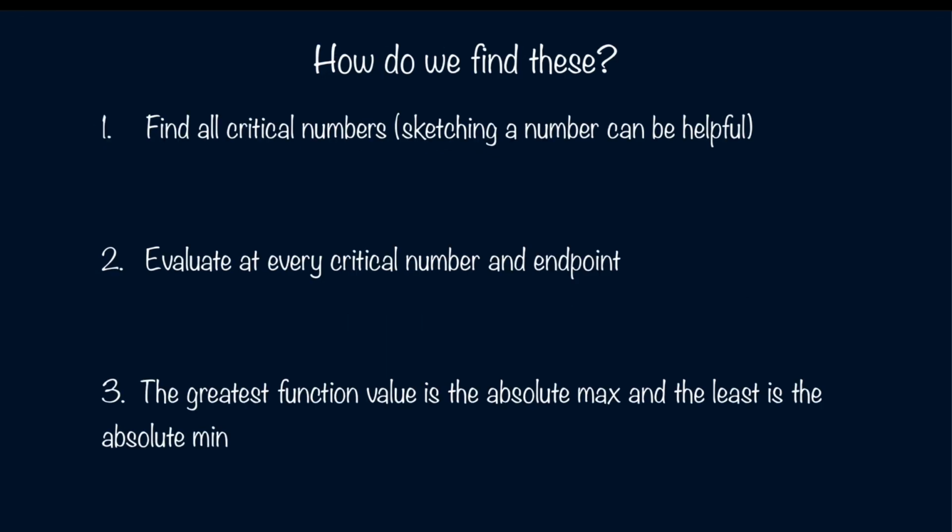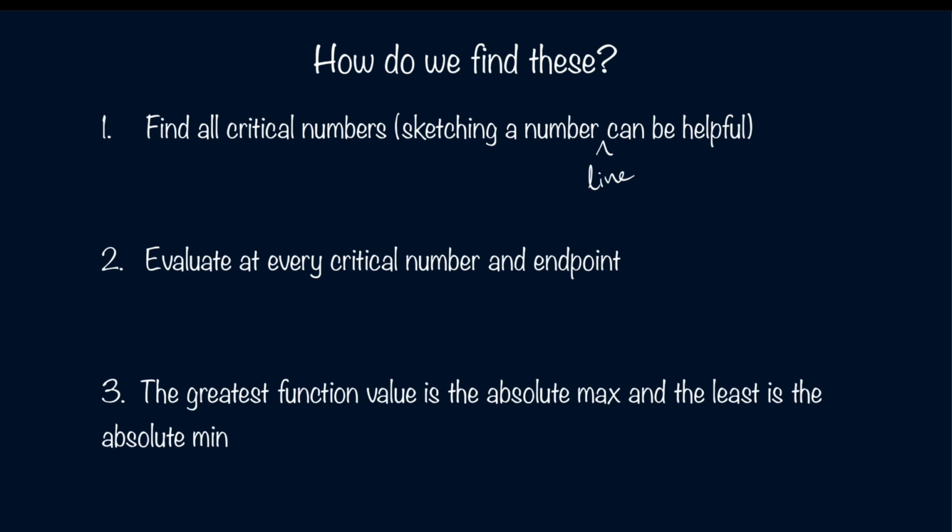So how do we find these? Did somebody say another 3-step process? Because that's how we're going to do it. So first we're going to find all the critical numbers. Sketching a number line can be helpful. So let me just put what should be a number line.